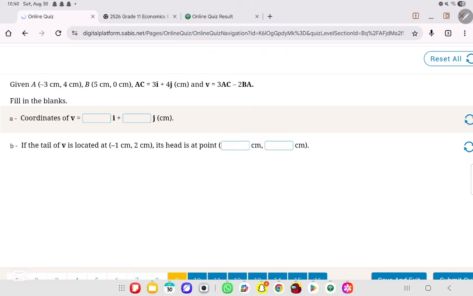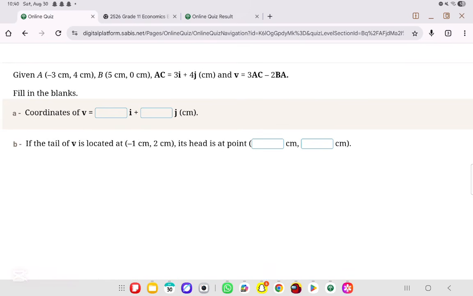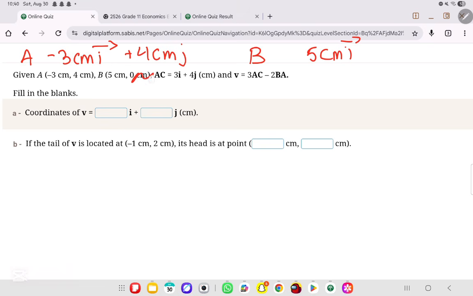We'll move on to question number 9. Now, coordinates of V, okay? What do we have first of all? We have A. Let's write it in Cartesian form. A is minus 3 centimeter, don't forget your unit, i plus 4 centimeter j. Then we have B. B is 5 centimeter i, and then 0 centimeter j, you don't need to write it, okay? Then we have AC. What is AC? AC is C minus A, right?